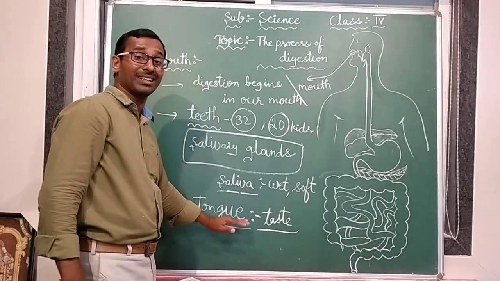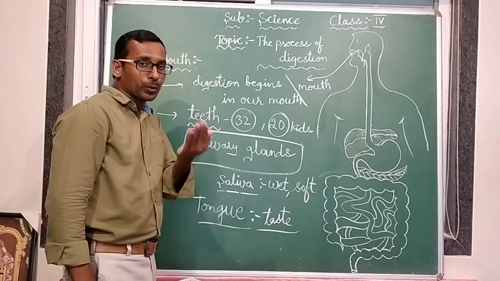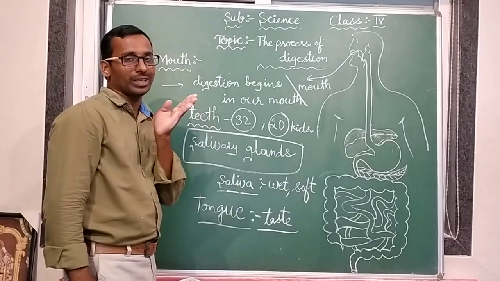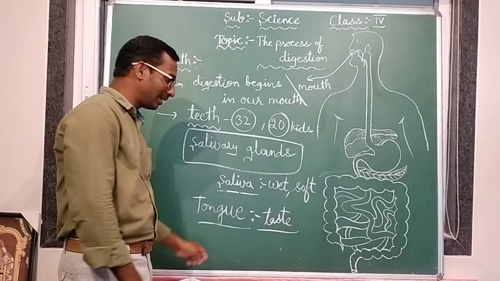In the same way, we can swallow. In the swallowing time, the tongue is useful to us. It will push the food downwards. While we are chewing, it will push food items to all sides. That is the use of the tongue. Okay, this is about the mouth.